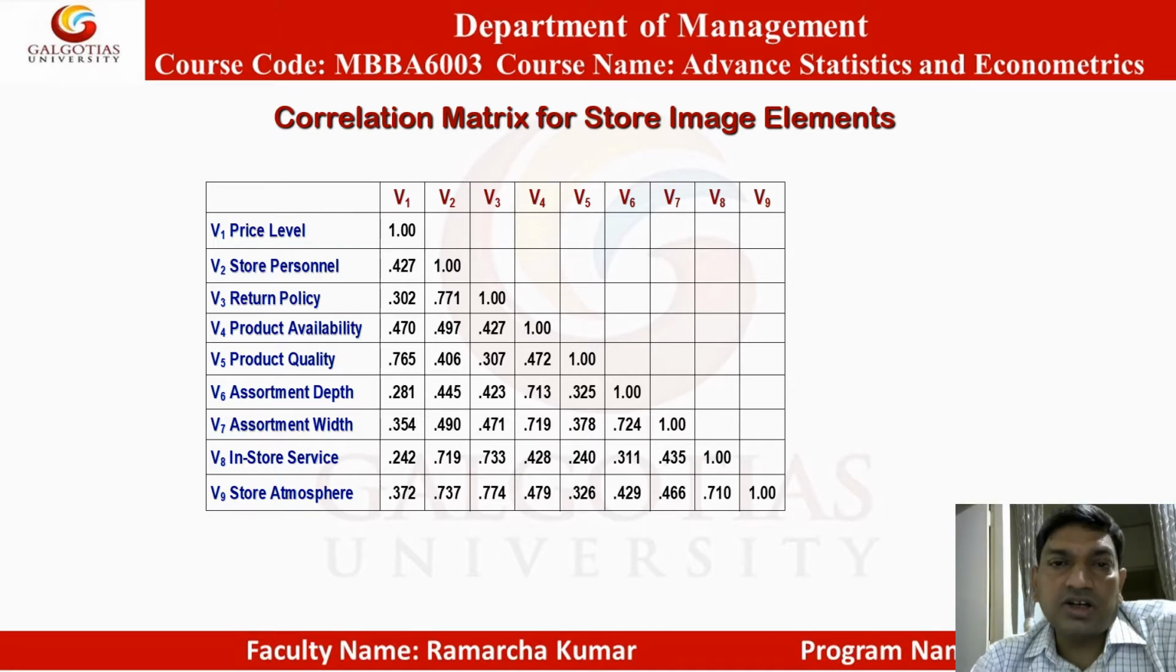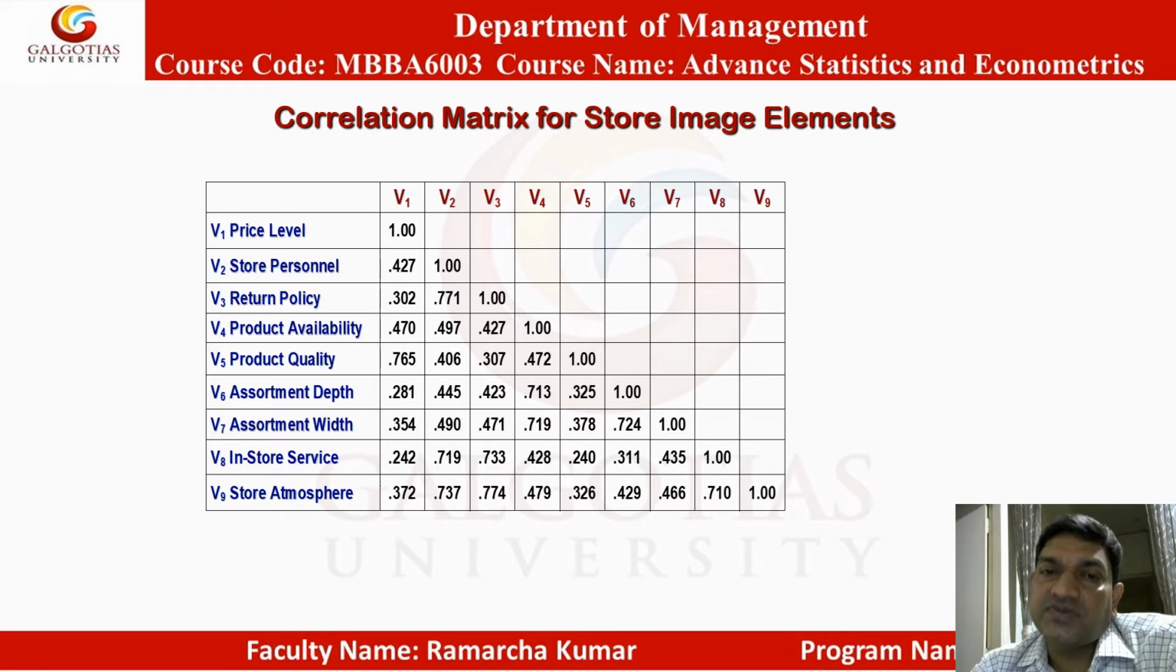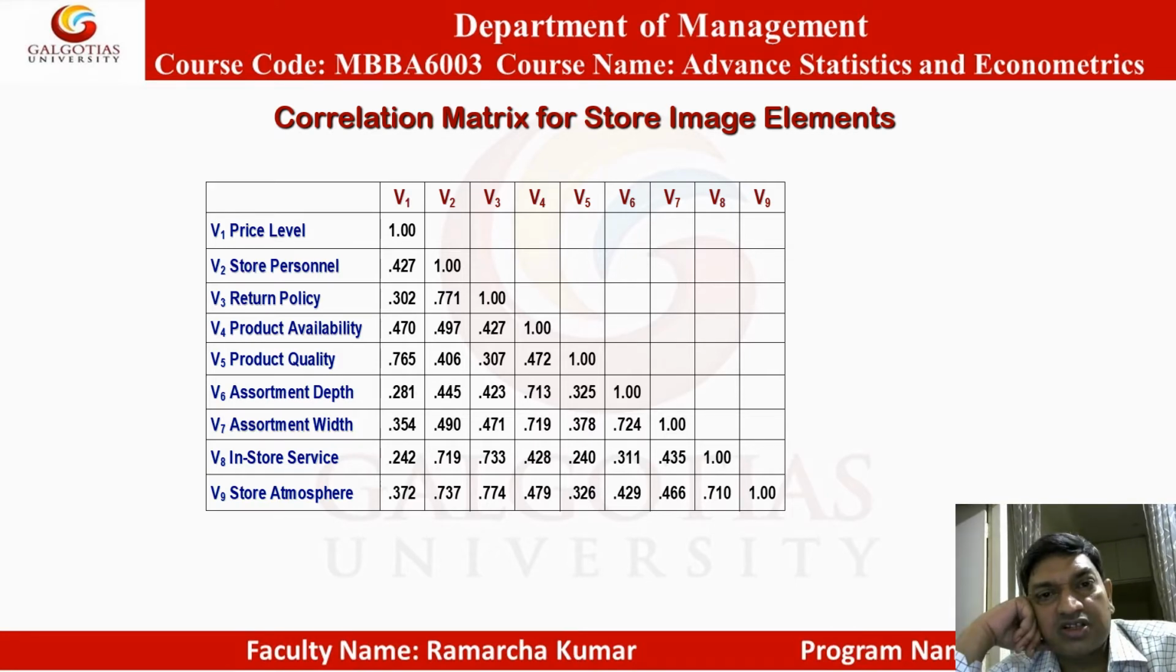So let us look at this correlation matrix for store image elements. There are 9 variables for these store image elements. Variable 1 is price level, second is store personnel, third is return policy, 4th is product availability, 5th is product quality, 6th is assortment depth, 7th is assortment width, 8th is in-store service, 9th is store atmosphere.